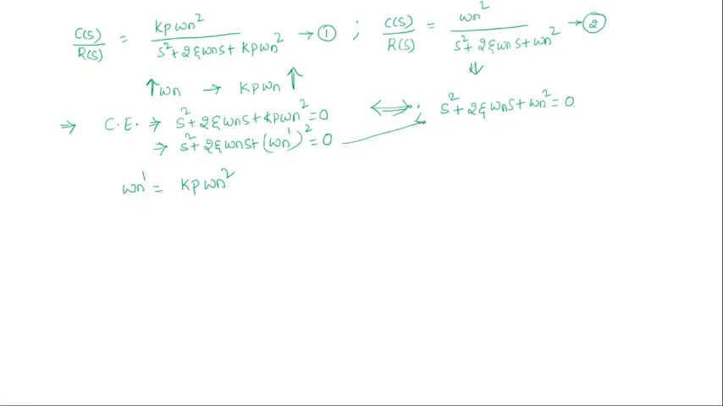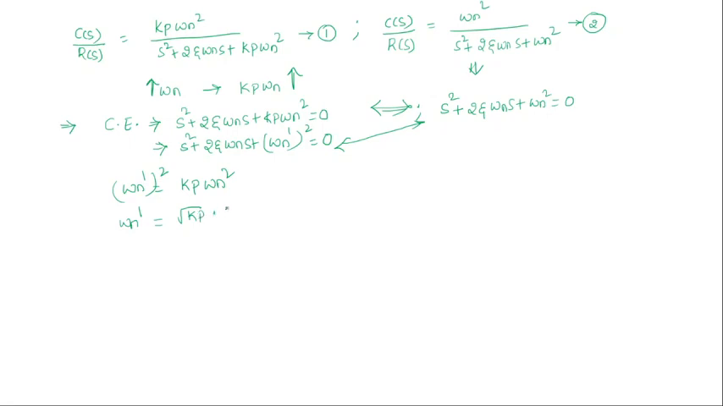Now if you compare these two equations, they are similar: s square, 2 zeta omega n s, 2 zeta omega n s. In place of omega n square, here you are having omega n dash whole square. What is omega n dash here? Omega n dash whole square equal to Kp omega n square. So to write omega n dash, apply square root on both sides.